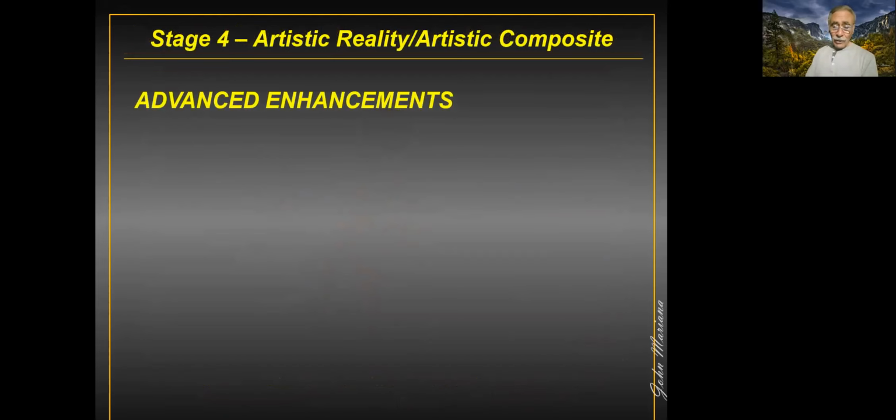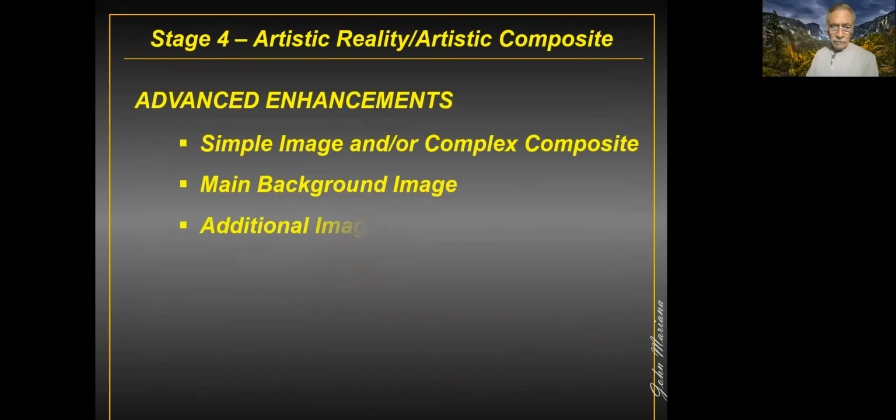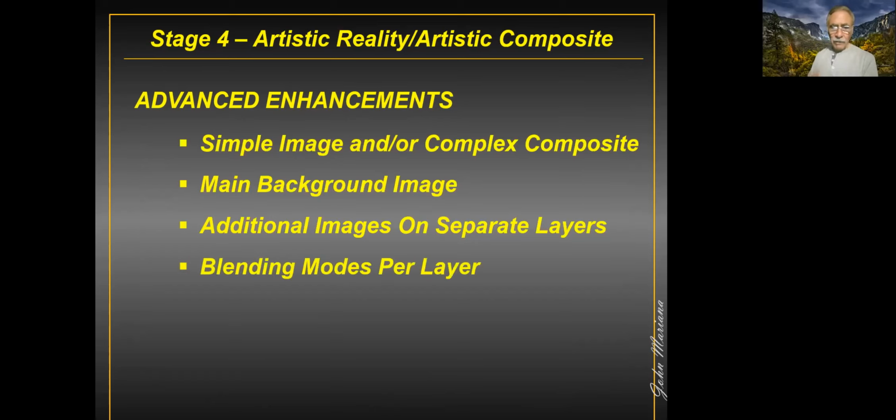So now we get to stage 4. Stage 4, really advanced enhancements. You've learned a lot about how you do things in Photoshop. You have simple images and or complex composites to be put together very artistically. You have a main background image, additional images on separate layers to create the artistic reality, artistic composite. And I call it artistic reality because it really is representing a scene made from real shots, but you're putting them together in a very artistic way.